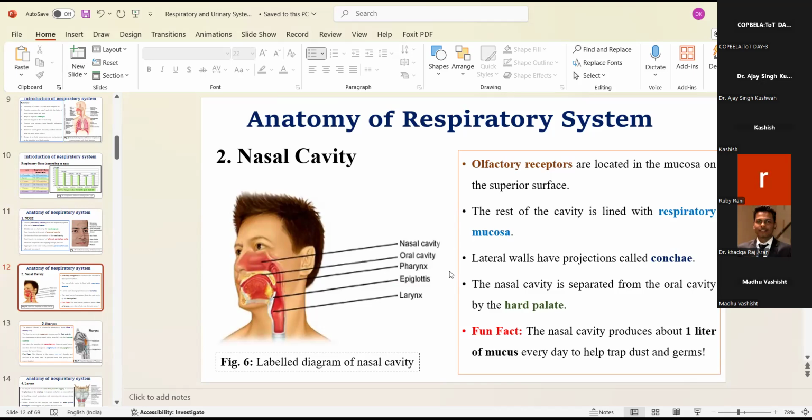There is one fun fact on the nasal cavity. The nasal cavity produces about 1 liter of mucus every day to help trap dust and germs.